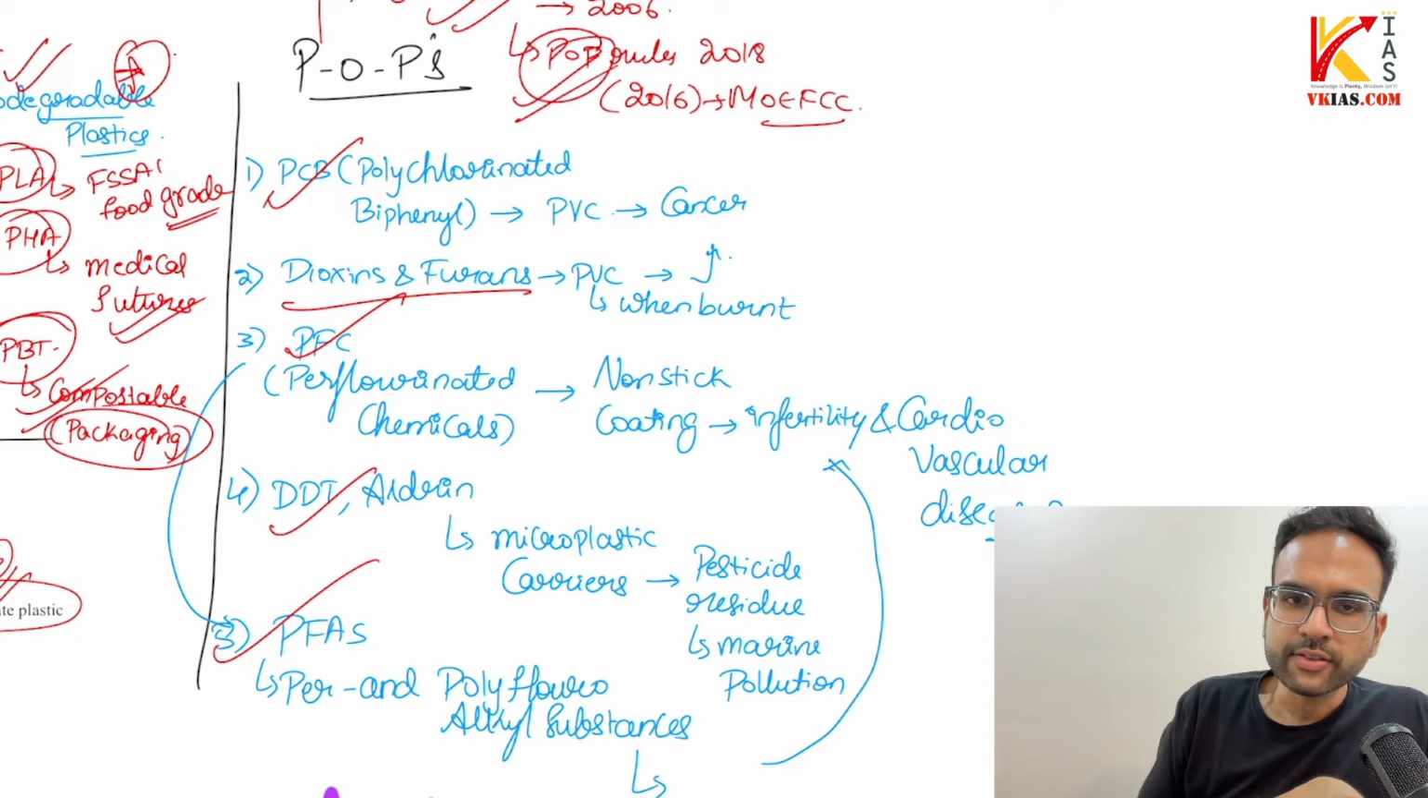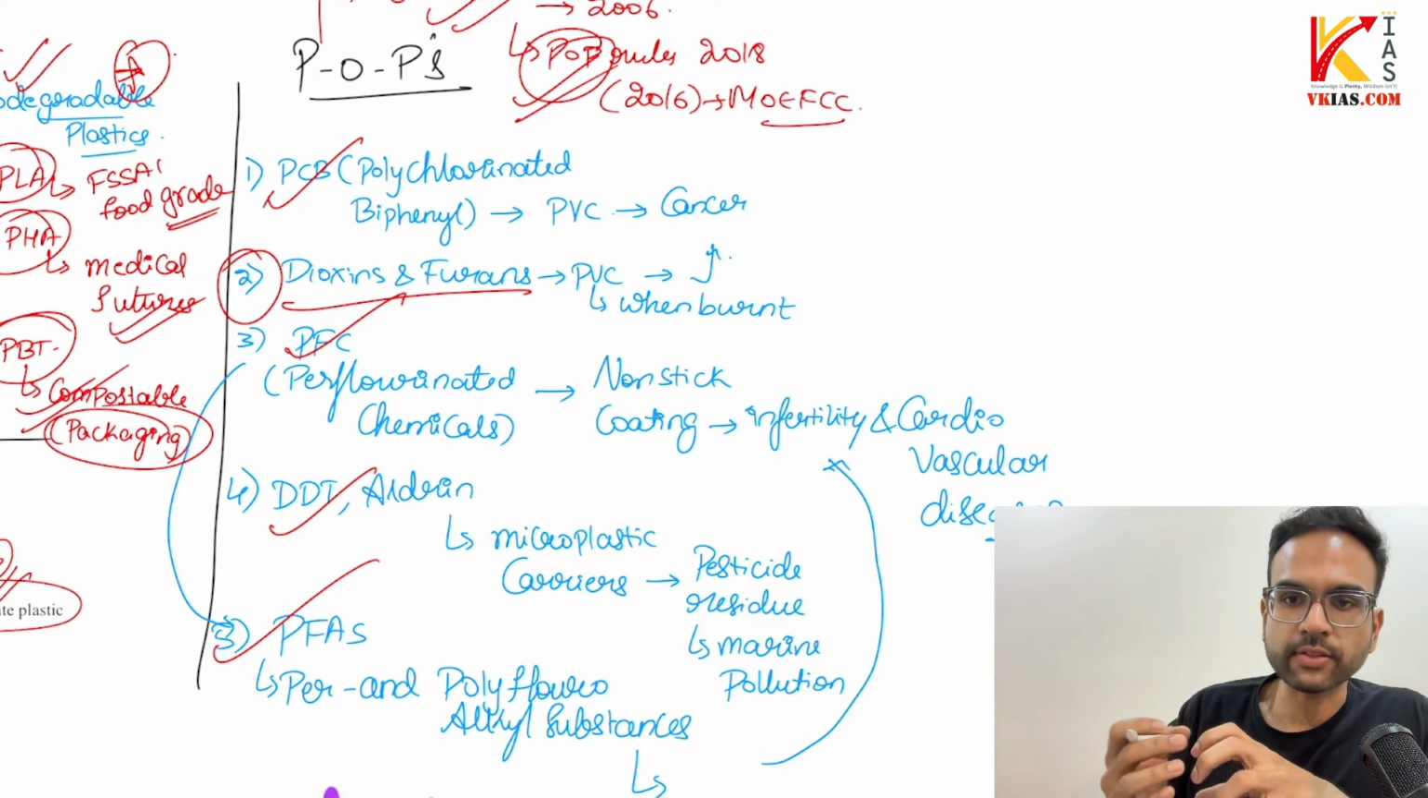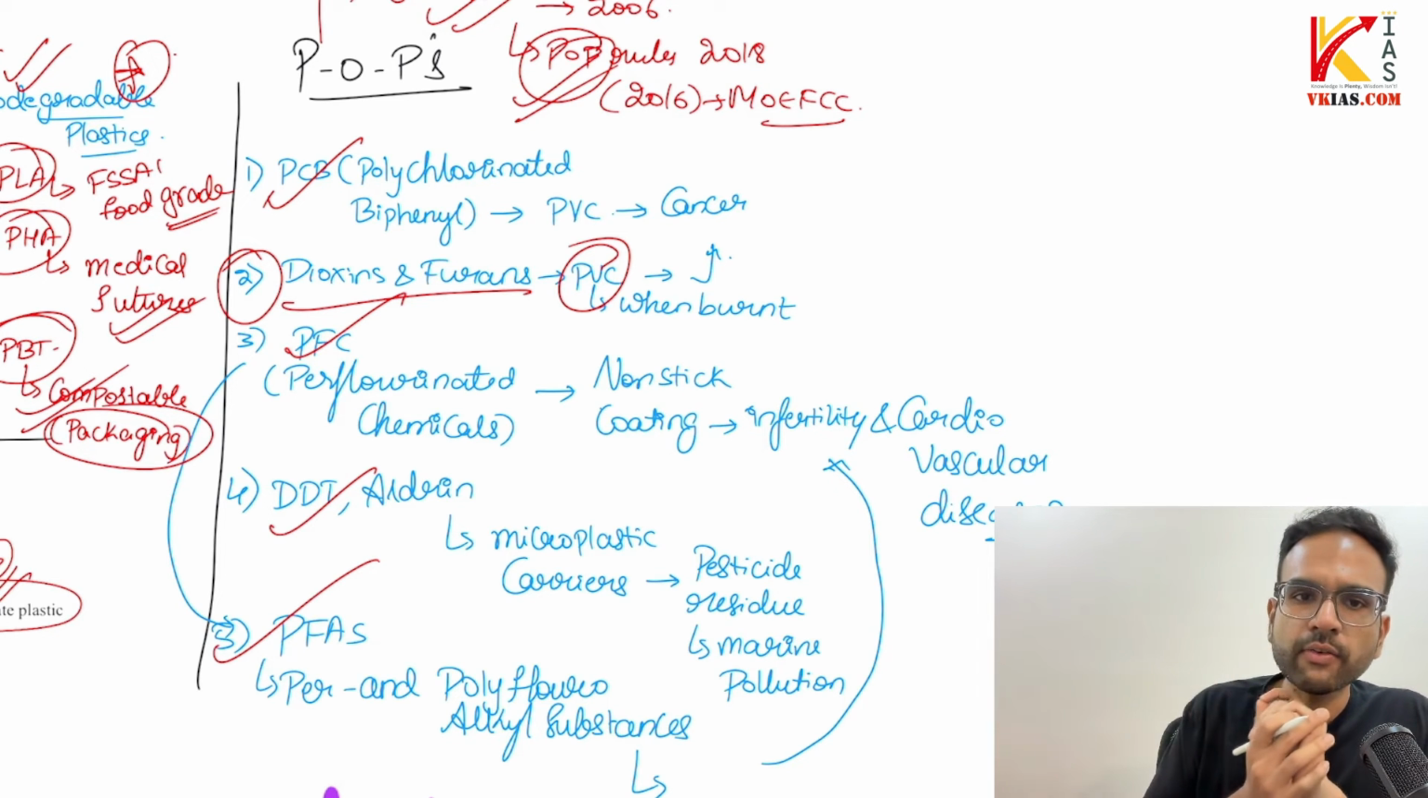In all this list, the dioxins and furans are the most important ones because they will be produced when you burn plastic. They are extremely dangerous. They are produced when you burn PVC pipes or any material associated with PVC.